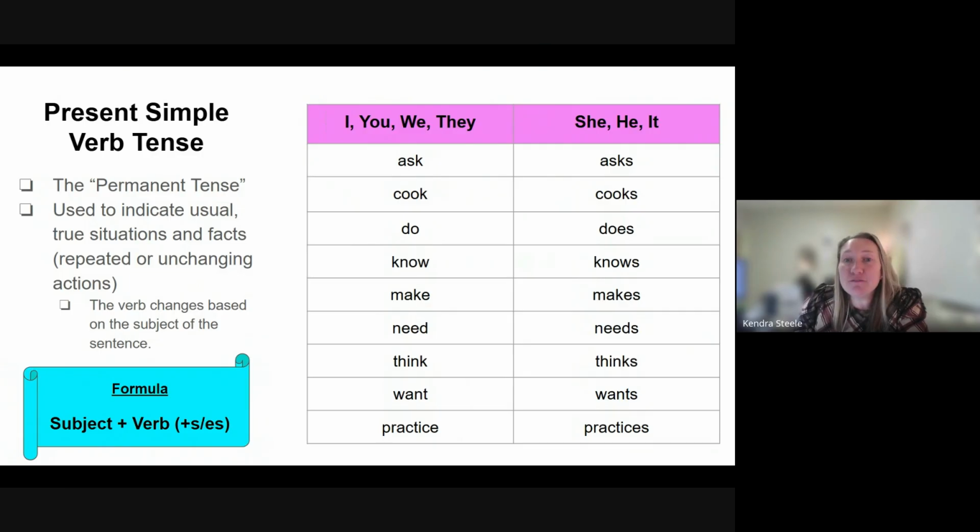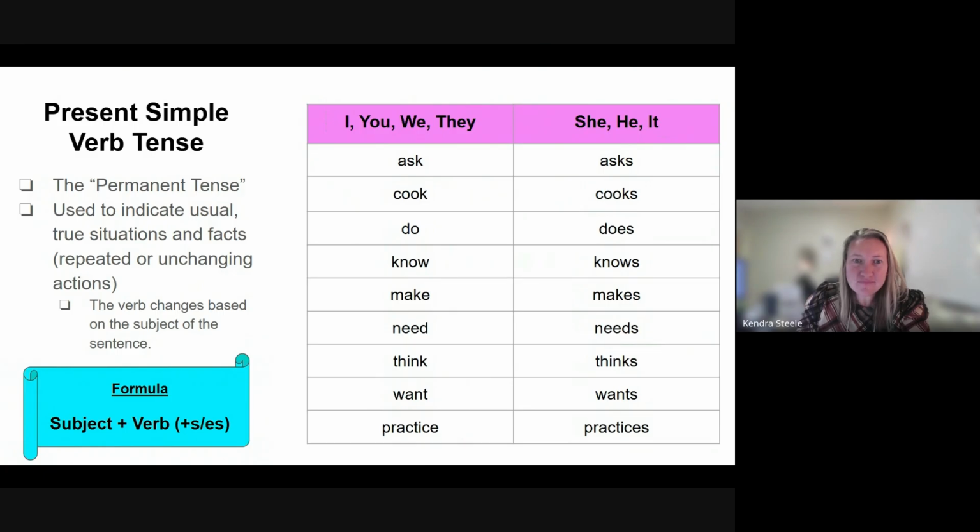However, if we are talking about she, he, or it, we need to change the verb. And we're going to add, usually, an S or ES to the end. So if I ask a question, I ask. She asks questions in class. He cooks dinner every night. If you're talking about the cat, the cat needs more food.